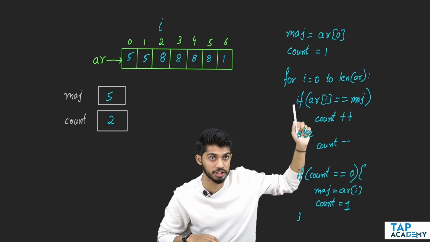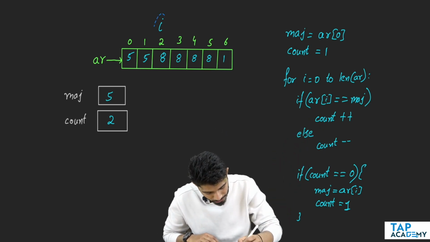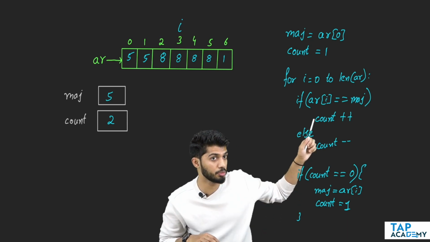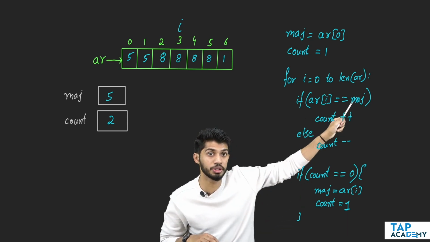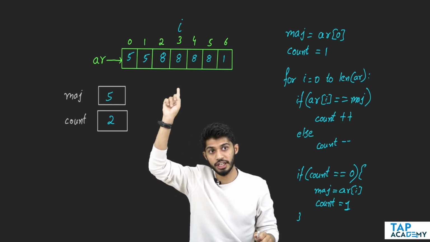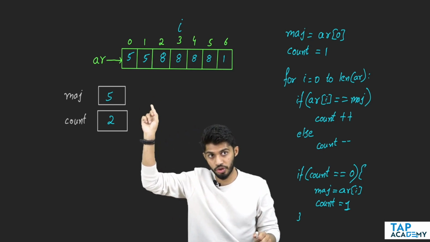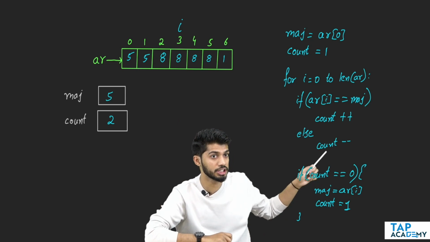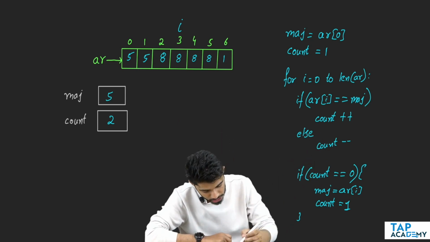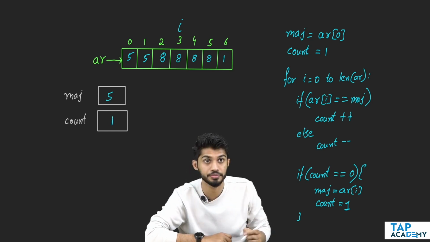Again it increases the value of I. So now the value of I becomes 3. Again it comes inside the loop and checks: is AR of I equal to majority? AR of I is 8 in this case. So is 8 equal to 5? The condition is false, so this block doesn't execute, and this part of the code executes, that's count minus minus. So now the value of count becomes 1.